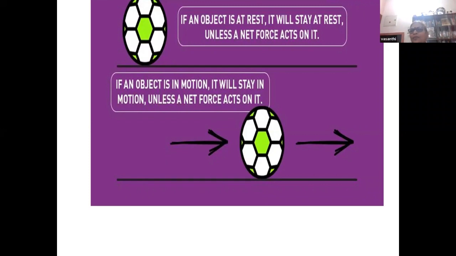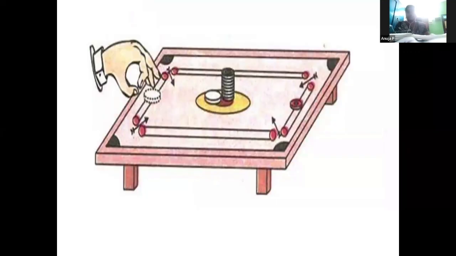This is incomplete, whatever statement I have written. If an object is in motion, it will stay in motion unless a net force acts on it. An external force is acting on it. Then the student will ask, what is a net force? Ma'am, we have not exerted any force. Which force is stopping the ball? So you will tell them, frictional force. The external force is friction. Of course, you have to introduce friction.